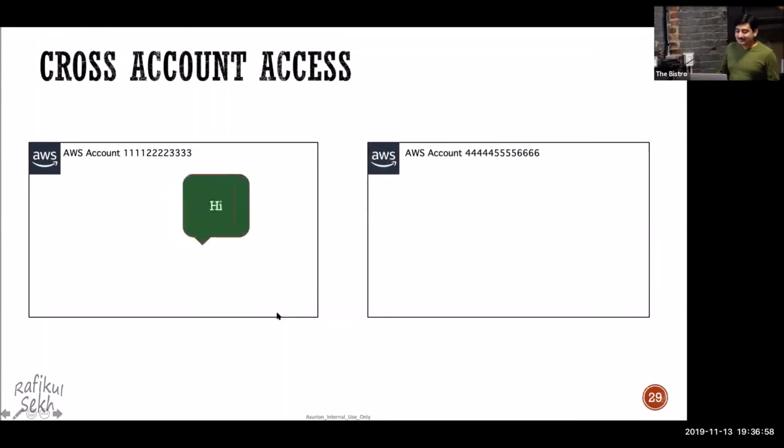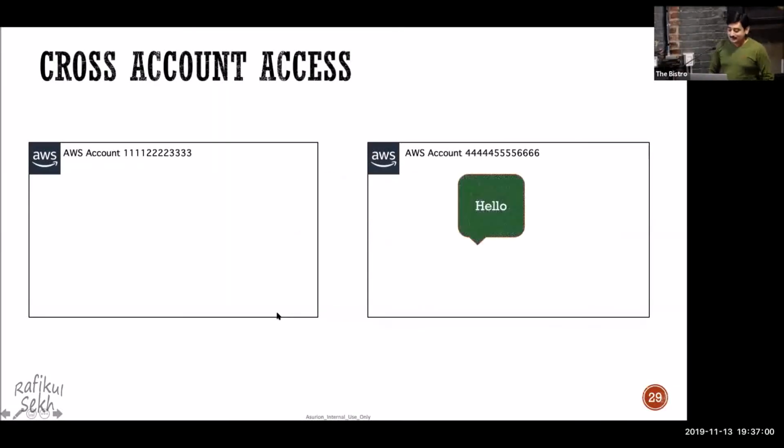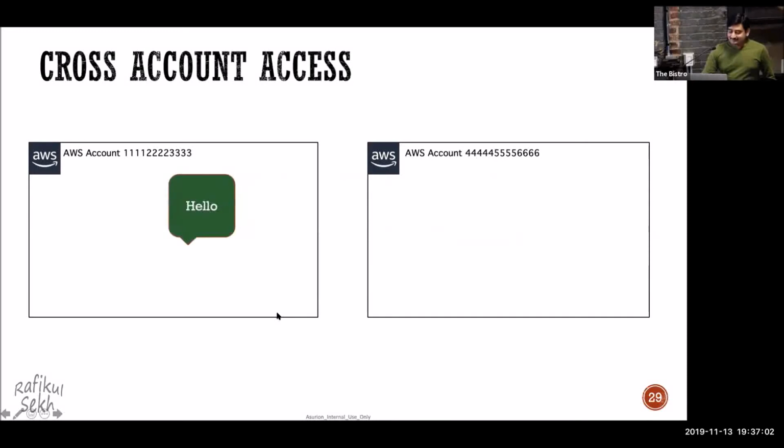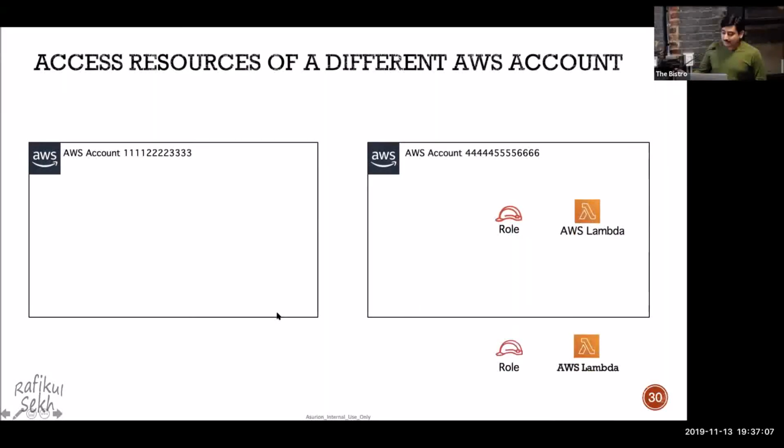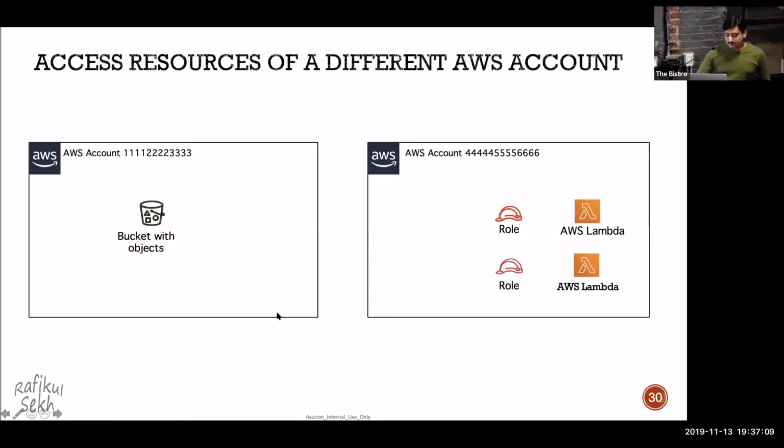Now let's look at cross-account access. So I have two accounts. One account has two Lambdas and two different roles, and those Lambdas want to access this bucket. How will we give access to this?